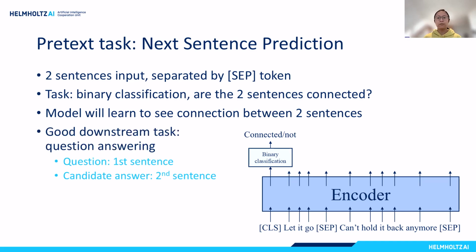A good example of a downstream task using this pre-trained model is question answering. The question can be in the first sentence, and we can try different answers in the second sentence and see which question and answer pairs are correct.